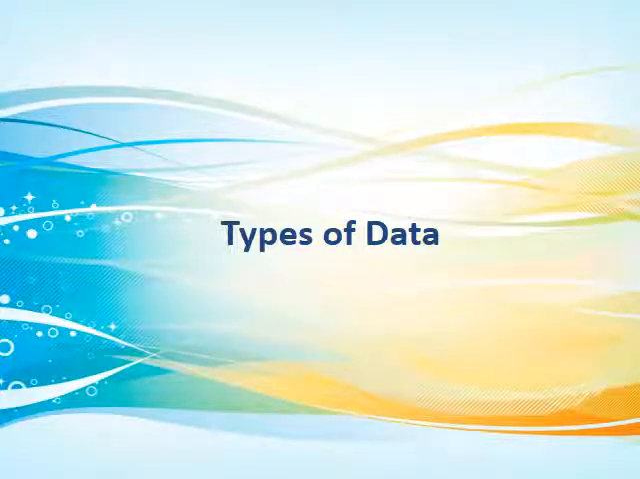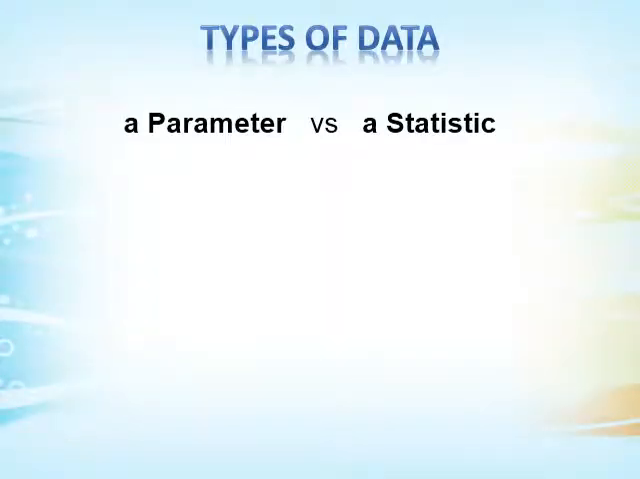When working with data, you'll often encounter different types of data. So we're going to now look at some of those types of data, the more common ones that you'll encounter in particular in this class. So the first thing I want to talk about is a parameter versus a statistic.